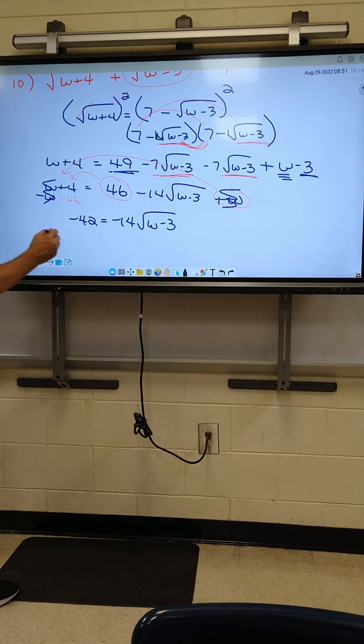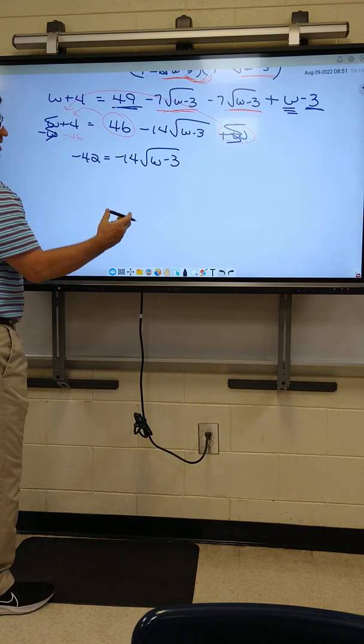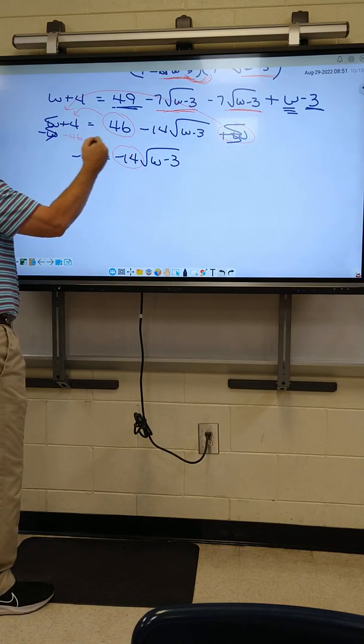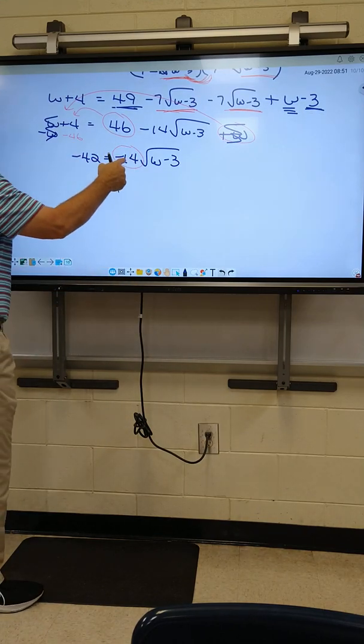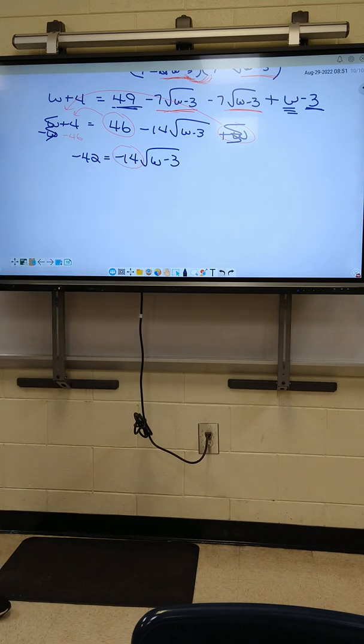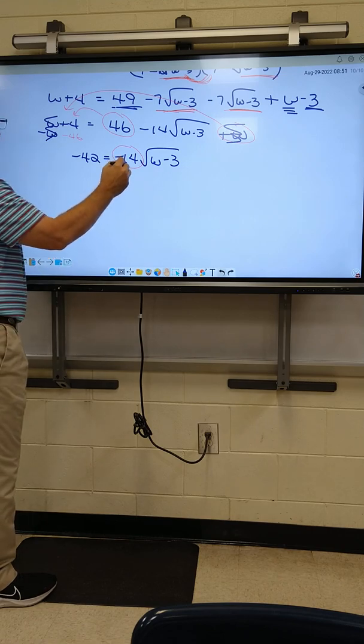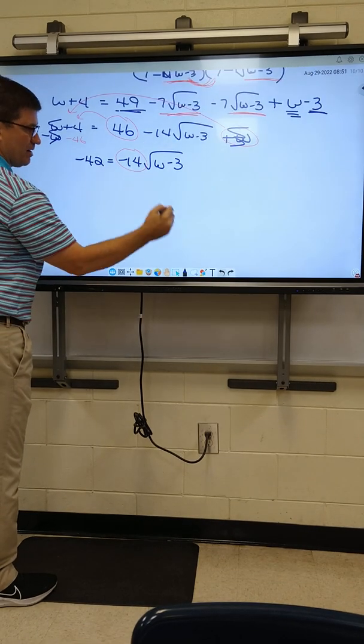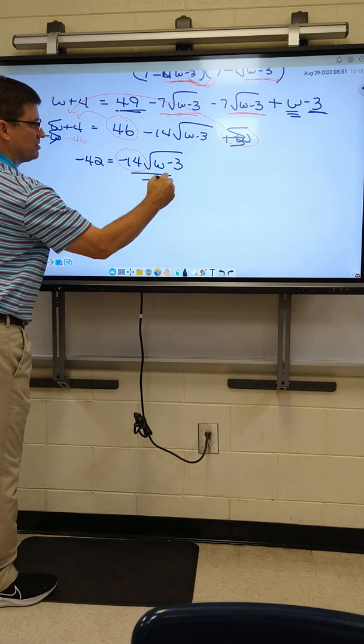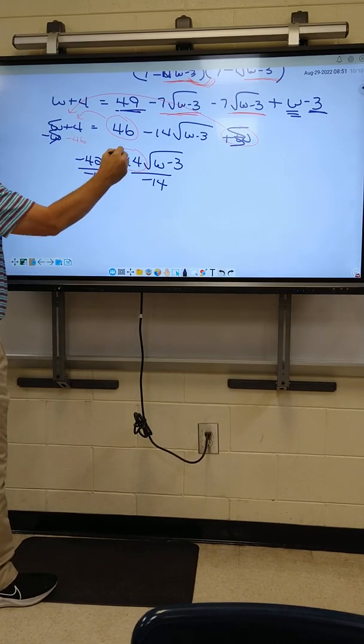All right, next step. Anybody want to guess if we want to move negative 14 over here, how can we do that? Now look, it's attached to the square root symbol. So if it's attached to the square root symbol, they are multiplying by negative 14, so we're going to divide by negative 14 on both sides to move that. It's the only way we can do it.